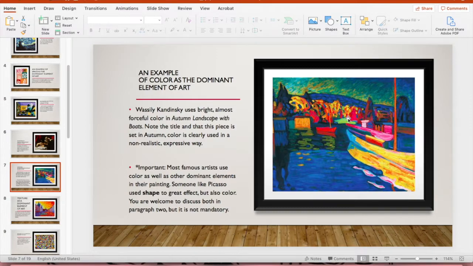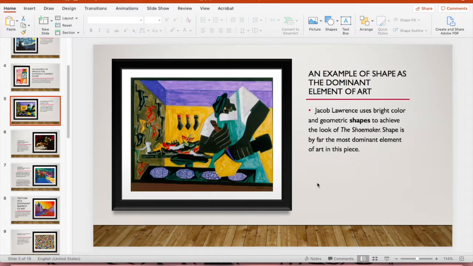So important, most famous artists use color as well as other dominant elements in their painting. Someone like Picasso used shape to great effect, but also color. You're welcome to discuss both, but it's not necessary. It's not mandatory, okay? You can talk about both. If you do the Shoemaker, you can talk about shape and color, okay? And again, go back a second to Shoemaker. You are welcome to talk about both shape and color here, but you don't have to.